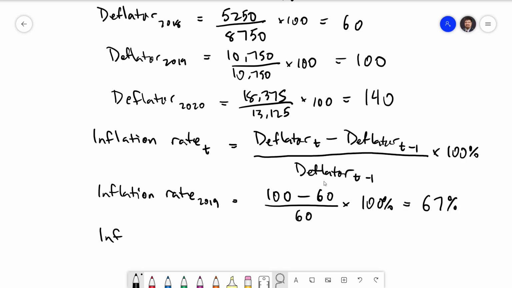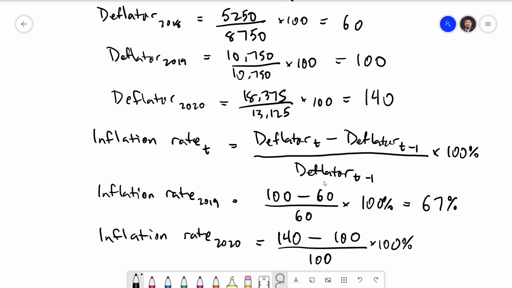Doing the same thing for 2020, we take the deflator in 2020 of 140 minus the deflator in 2019 and then divide it by what it originally was there. Multiply it by 100%. Here we get 40 over 100 times 100, which will be 40%. This is just one way of calculating inflation rates. In the next chapter, we are going to look at another one.